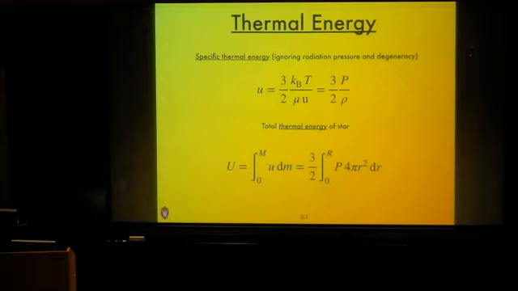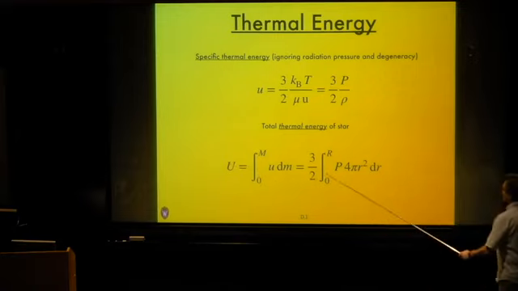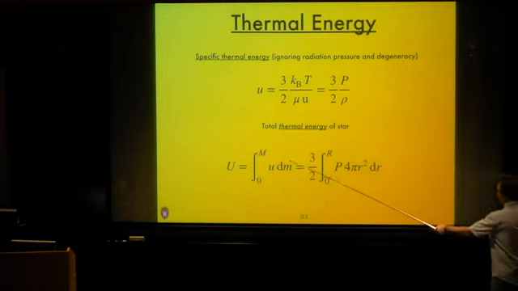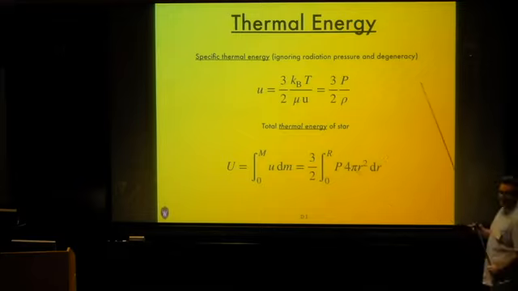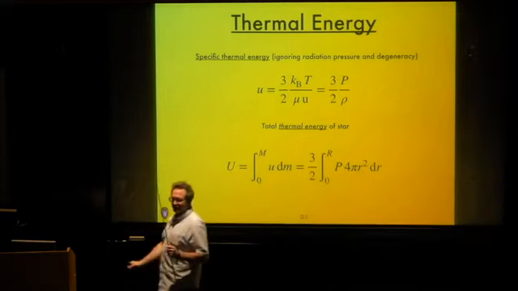With the specific thermal energy, we can then integrate over the mass of the star to get the total thermal energy of the star. That's uppercase U, and it's going to be 3/2. What we've done here is transform our integral over mass into an integral over radius instead of mass. And it's basically going to be 3/2 times the volume integral of the pressure. I can go through that transformation if people want.